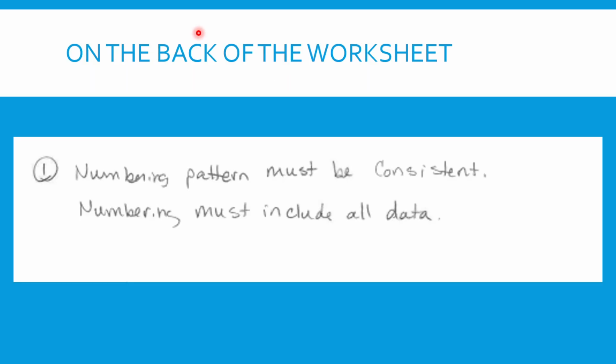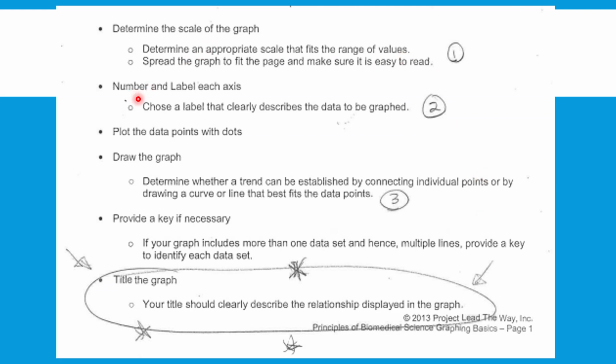Turn over to the back side of your worksheet, and at the very top, go ahead and put a number 1 and then add this information. The numbering pattern must be consistent. The numbering must include all data. So it doesn't matter if you want to count by 1s or count by 2s or count by 5s. Whatever numbering pattern you choose, number it the same way all the way up or all the way across the x-axis.